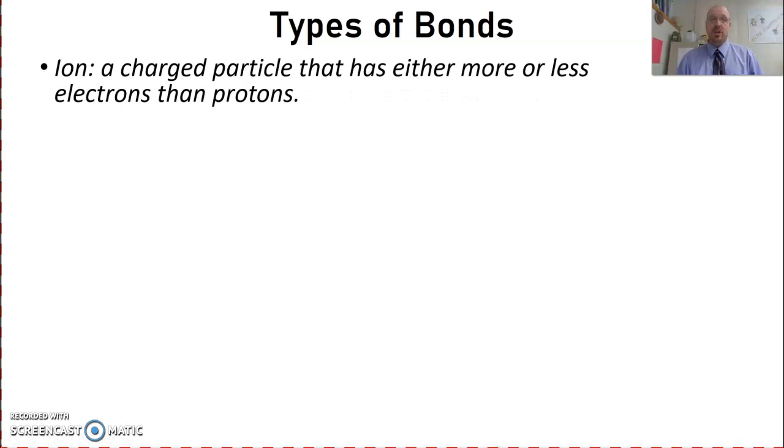Well, the first type of bond we're going to talk about is an ionic bond. You may have run into the ion before. We talked about it, that it's an atom or an element that has an uneven electrical charge. It can be positive or negative, and that is due to whether or not it has more electrons than protons.